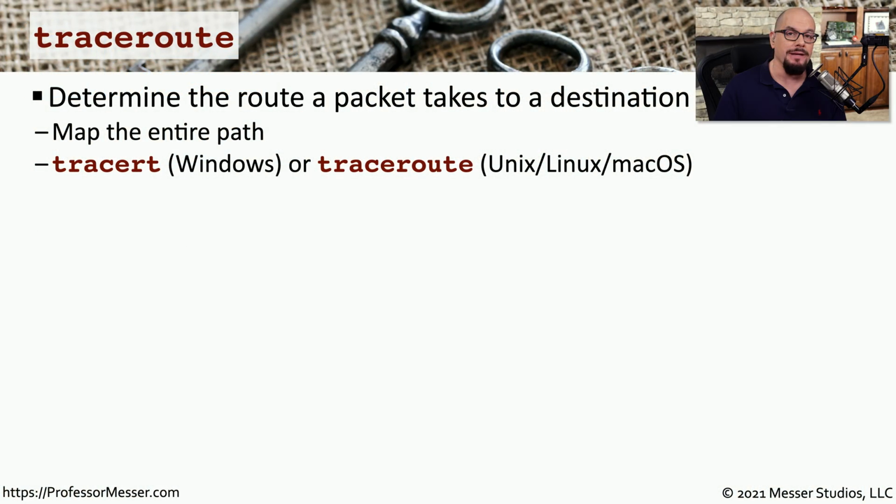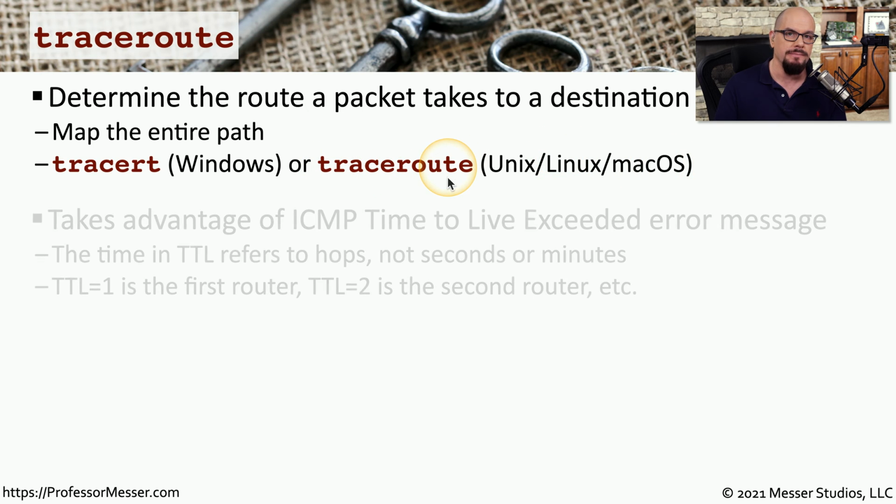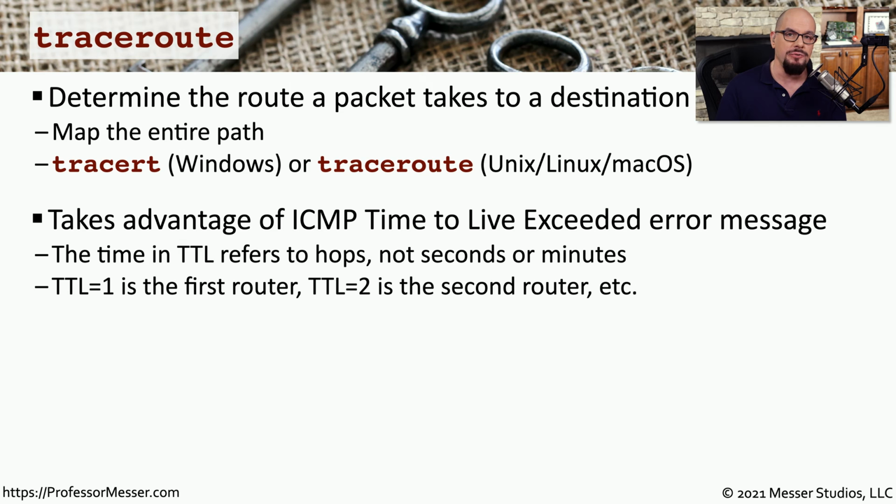The traceroute command allows you to map an entire path between two devices to know exactly what routers may be between point A and point B. This uses the tracert command if you're in Windows, and if you're running Linux, Unix, or macOS, you'll use traceroute. The information displayed by traceroute is being received by routers on the network via ICMP time-to-live exceeded error messages.